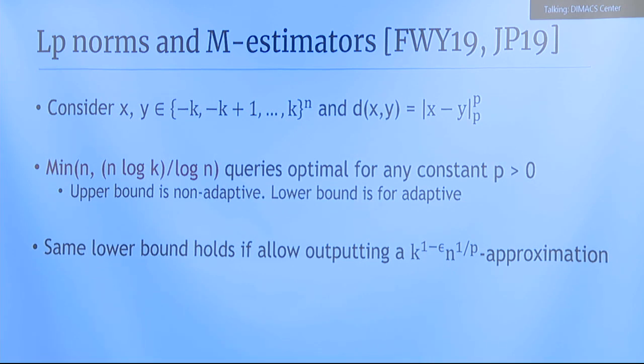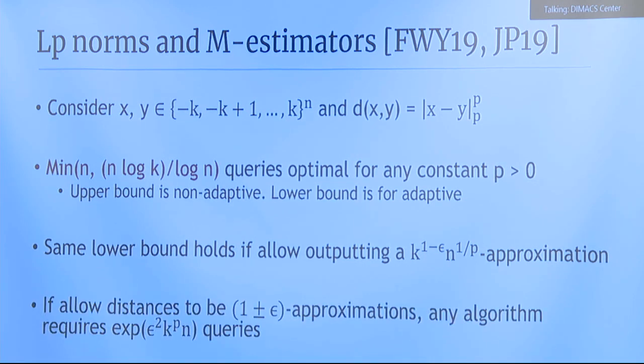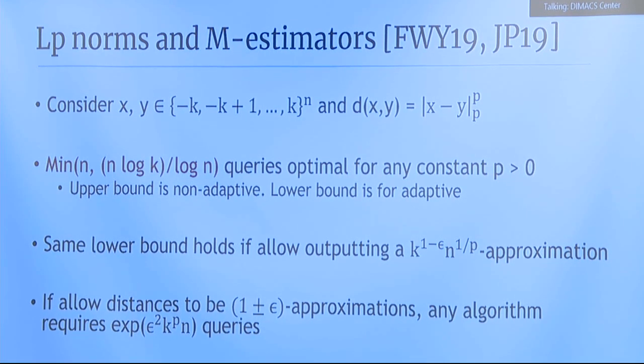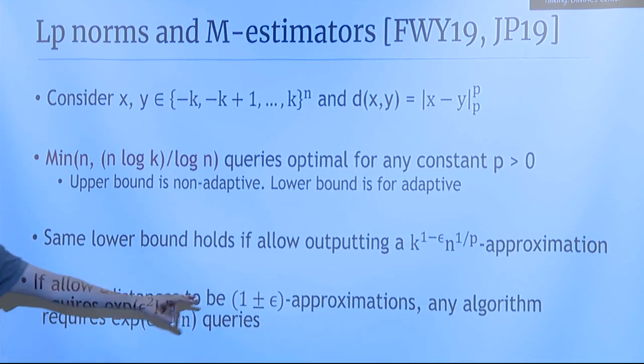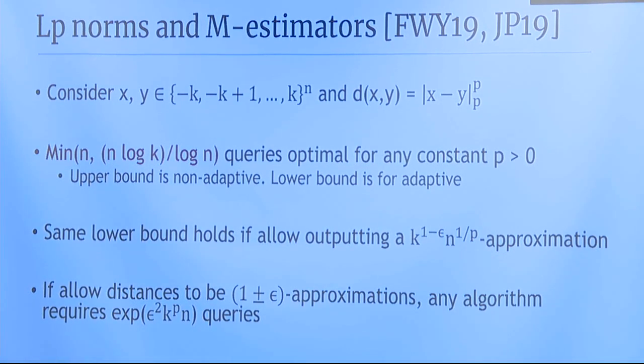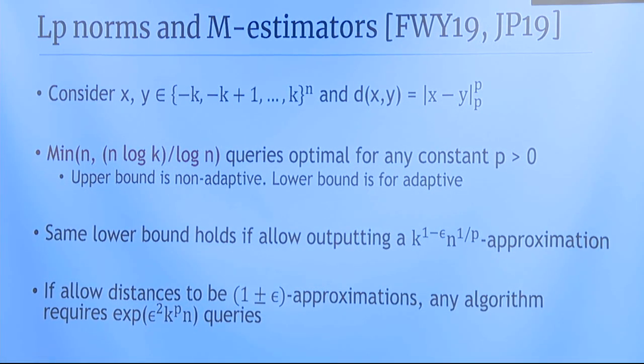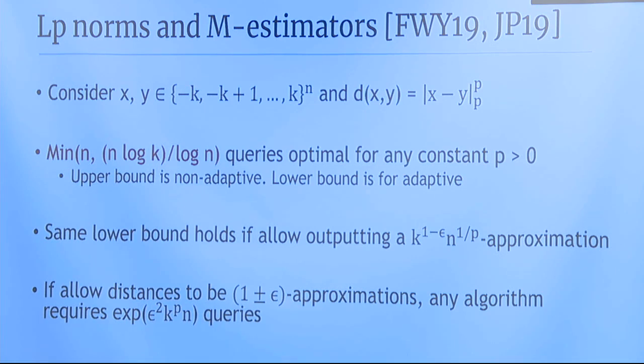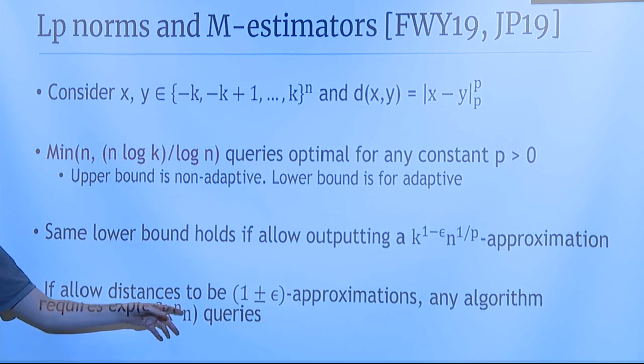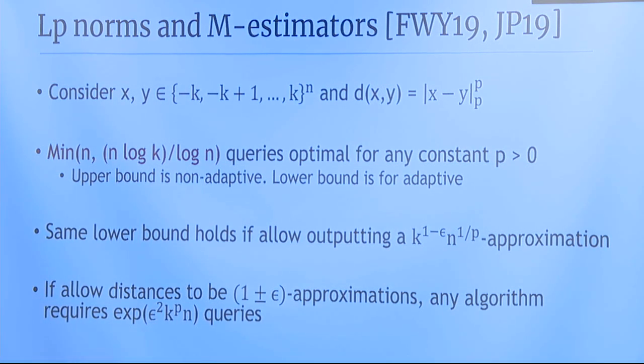And it gets much worse if the answers to your distance queries are not exact. If you instead have 1 plus or minus epsilon approximations as responses to your distance queries, then the query complexity blows up exponentially, and you can show you need exponential in epsilon squared k to the p times n queries.